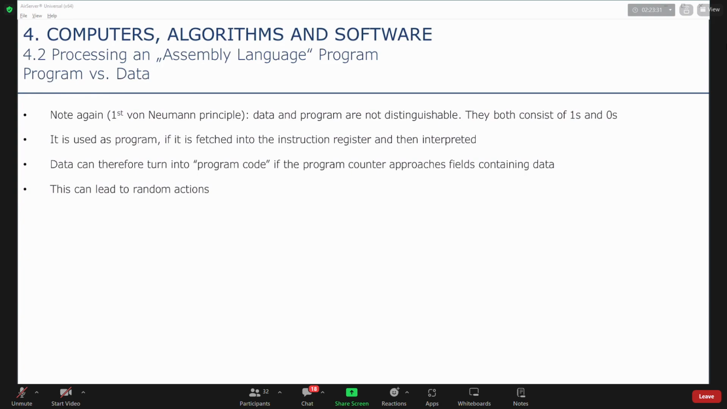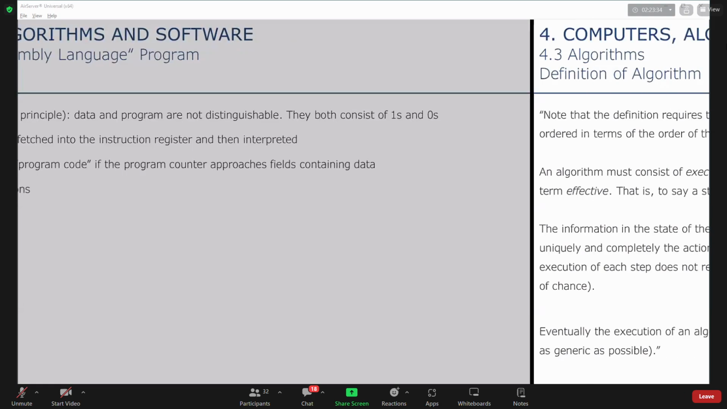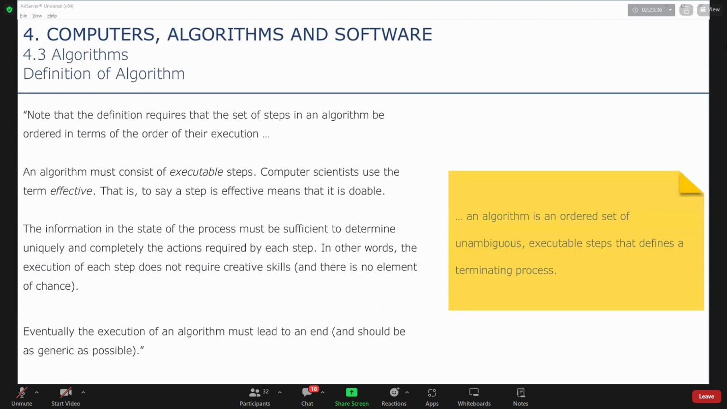And now the last subchapter in our chapter 4 is about algorithms. And therefore, first of all, we have to see what is an algorithm. So you have to note that the definition requires that the set of steps in an algorithm be ordered in terms of the order of the execution. An algorithm must consist of executable steps. Computer scientists use the term effective. That is to say, a step is effective means it is doable. So you can execute that.